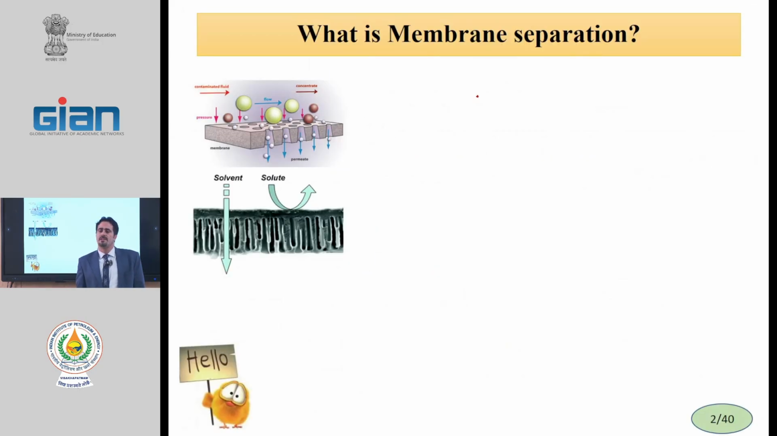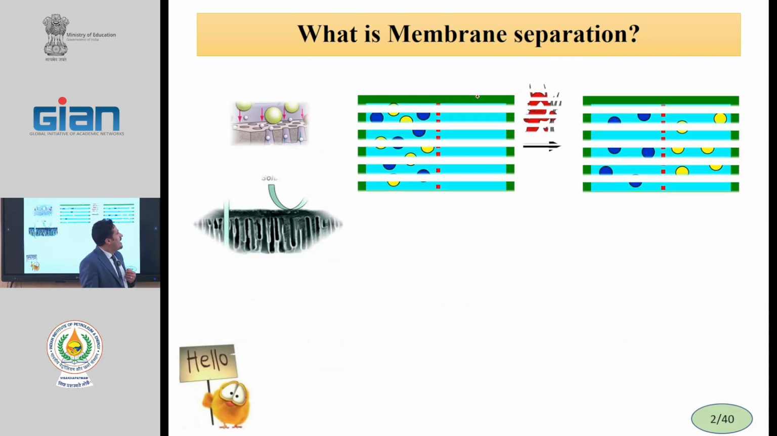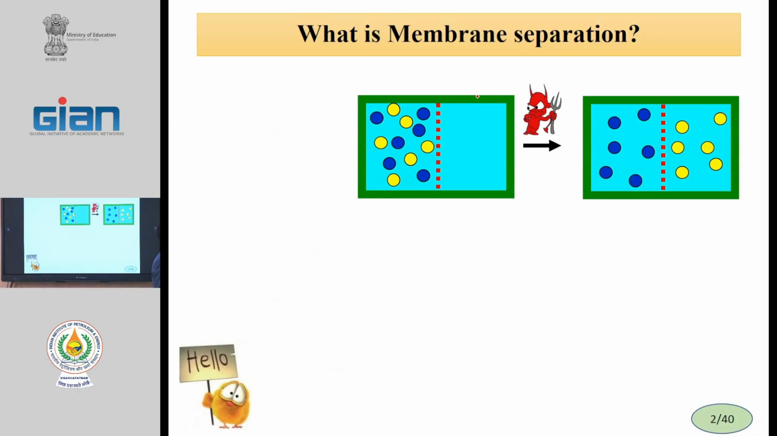The first definition is: what is a membrane? We usually say that a membrane is a semi-permeable physical layer. That means membranes allow some materials, some species, some molecules, or some ions to pass, and others cannot pass. Okay? And this is a simple definition.